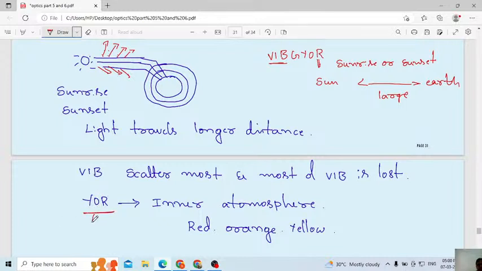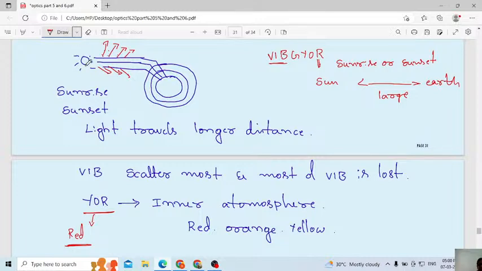Almost these three colors together will form a red color. The inner atmosphere contains only red, orange, yellow colors. That's why during sunrise or sunset, the sun will appear red in color. Understood? This is also a very important thing, because violet, indigo, blue will scatter the most.